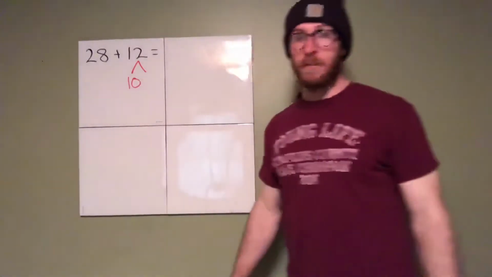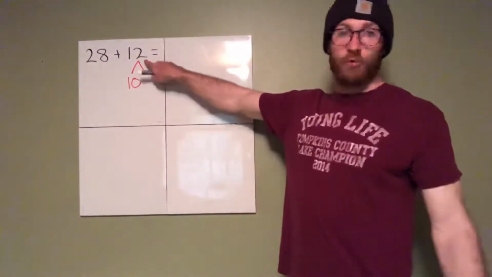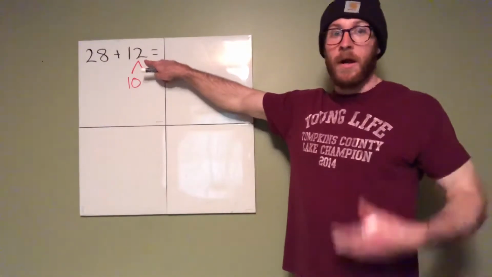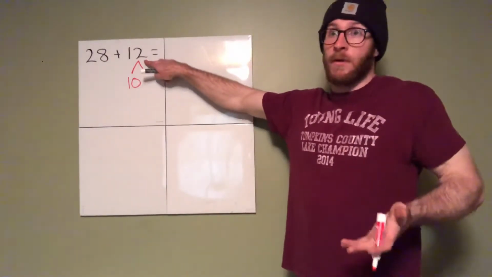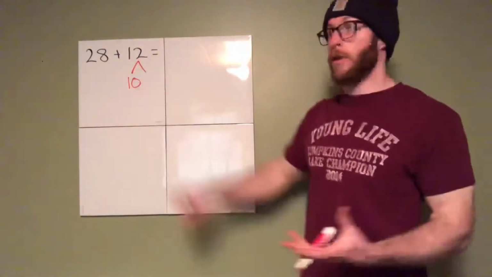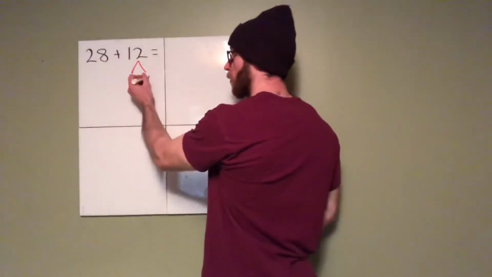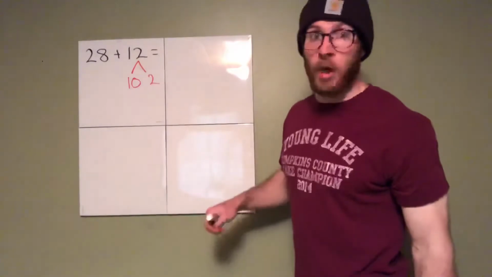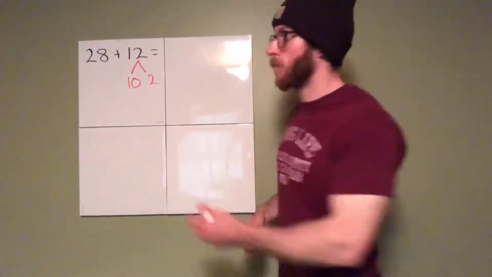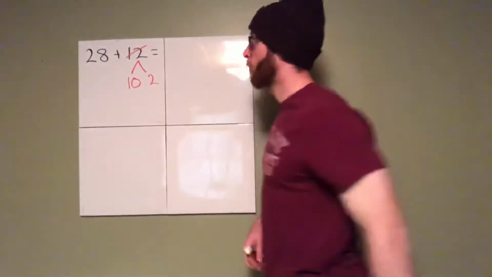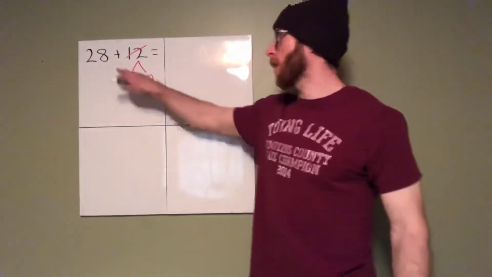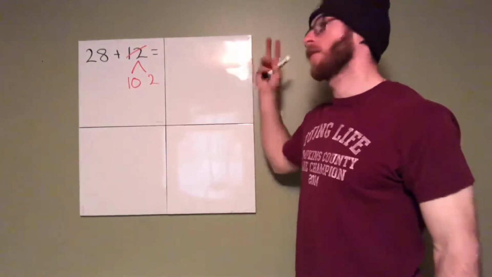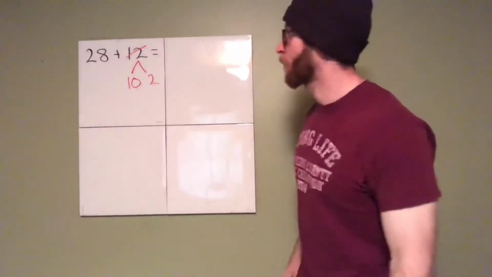So there's the 10s. Now how many 1s do I have? I look right up into the 1s place. I see there's a number 2, so that must mean there are 2 1s. So I just write the number 2. And again, I just split apart my 12, so I don't have a 12 anymore. So I'm going to cross that out. So now I have 28 plus 10 plus 2 equals something. And that's what we're finding out.